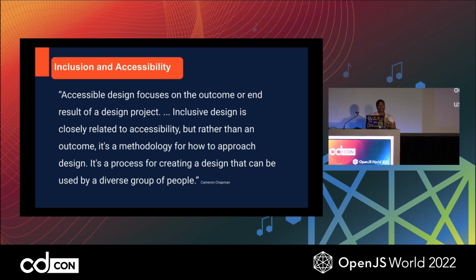Accessible design focuses on the outcome or end result of a design project. Inclusive design is closely related to accessibility, but rather than an outcome, it's a methodology for how to approach design. It's a process for creating a design that can be used by a diverse group of people.